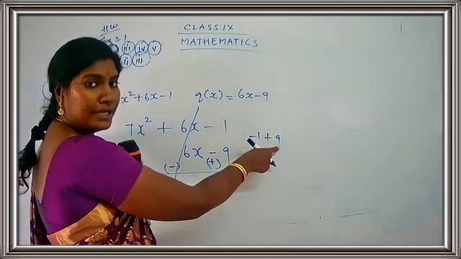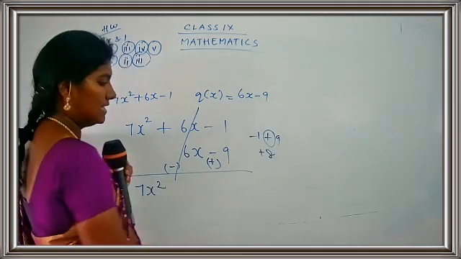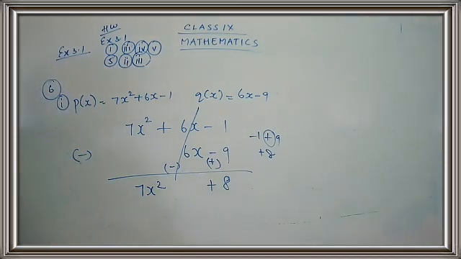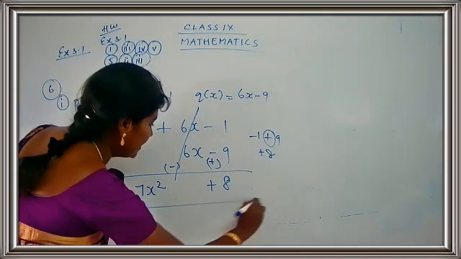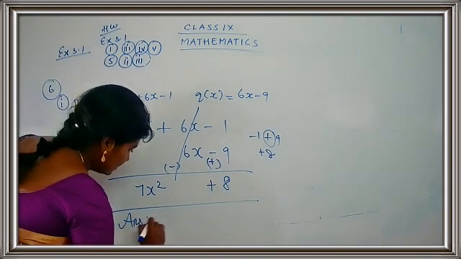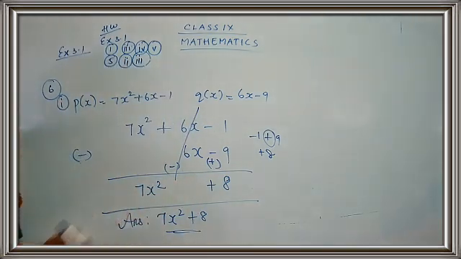Which is the bigger number here? 9 is the bigger number. What is the sign for 9? Plus. So the answer is plus 8. So what is the answer, children? The answer is 7x square plus 8. What is the polynomial? 7x square plus 8. That's the answer. Because there is a gap over here, I have just written the answer once again. Write the answer here: 7x square plus 8.